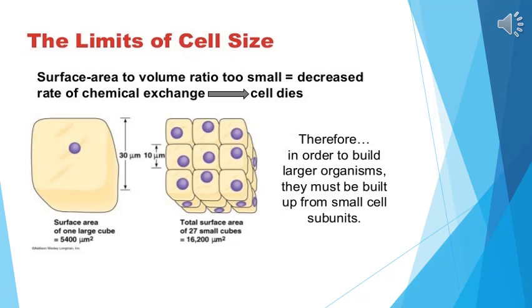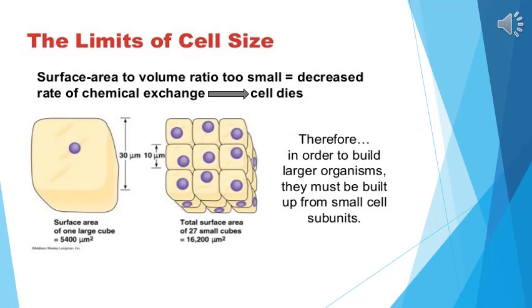Now consider this by taking an example of a cuboid with 30 micrometer height. And again if we take 27 cubes with the same volume, then each cube will be 10 micrometer in height. You have already studied the formulas for surface area and volume. Now you see that the surface area for that one large cube will be 5400 micrometer squared, whereas the total surface area of 27 small cubes is 16,200 micrometer squared.